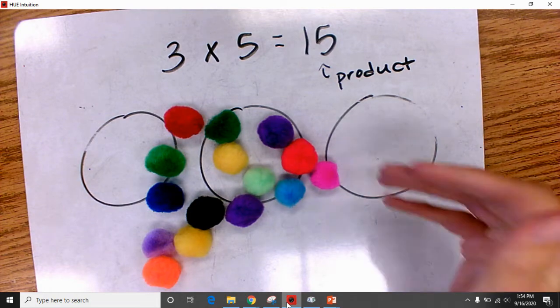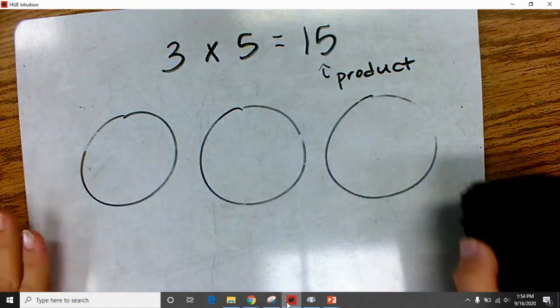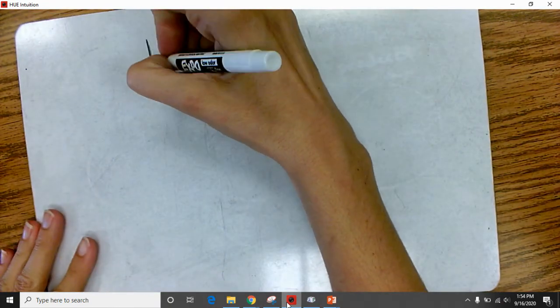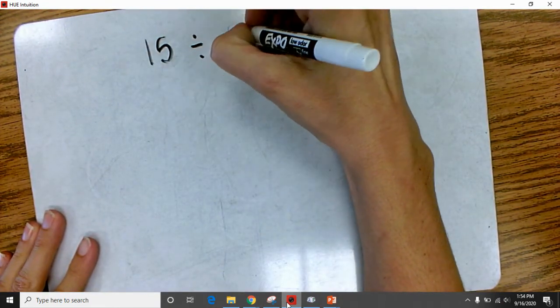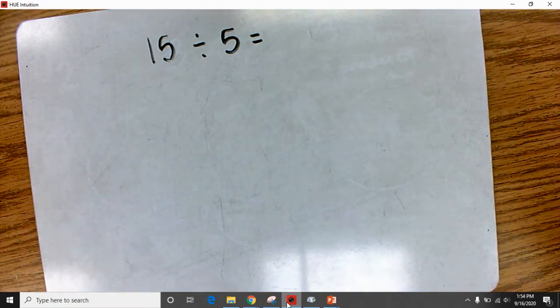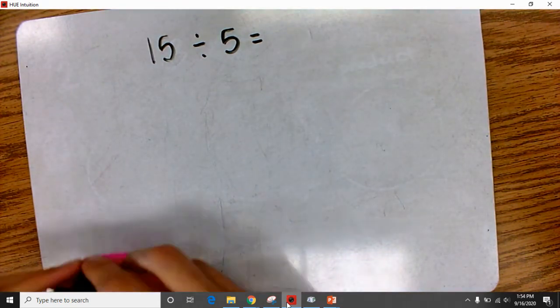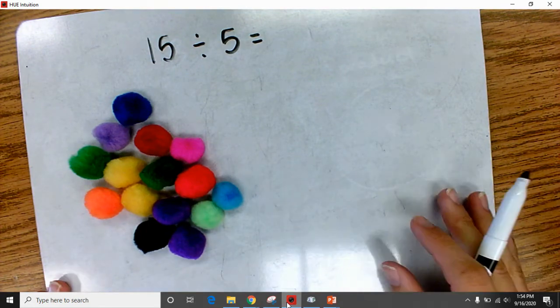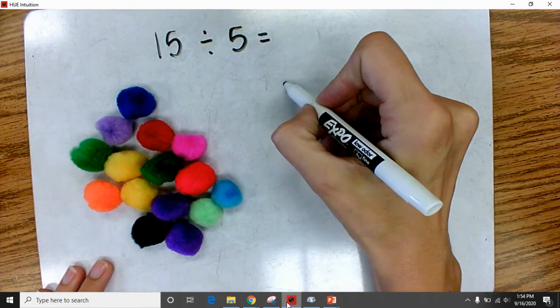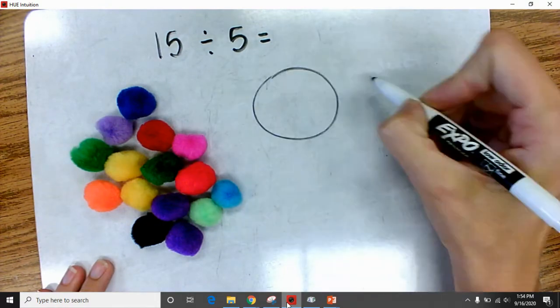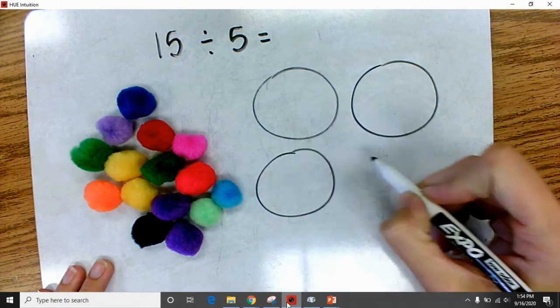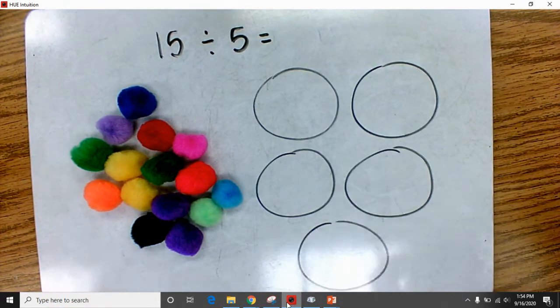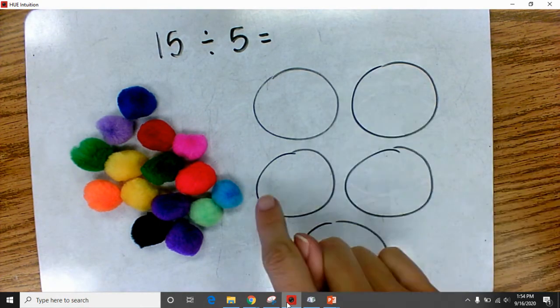Now, let's see what division looks like using the pom-poms. This time, I'm going to solve the problem 15 divided by 5. So what that means is I have a big group of 15 pom-poms and I have 5 smaller groups that I'm going to be dividing them up into. All right, now I just have to divide them up and I have to make sure that I keep an equal amount in each group.